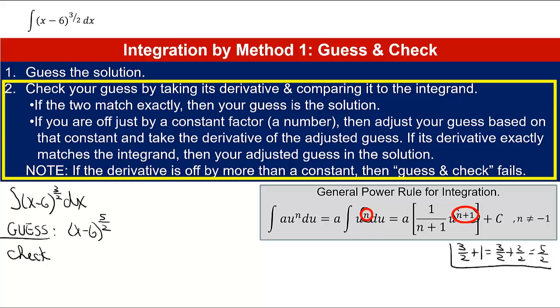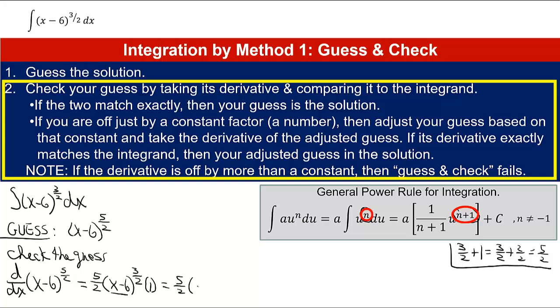Now I have to check that guess. How do I do that? I take the derivative of the guess. You should be good at derivatives by now. That would be 5/2 times the base to the 1 less power, just working backwards from the calculation we did a minute ago. 1 less than 5/2 is 3/2, and then the derivative of the inside is 1. So you end up with 5/2 times the quantity x minus 6 to the 3/2 as my check.